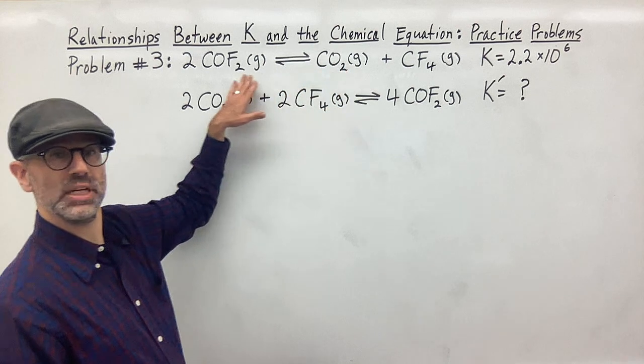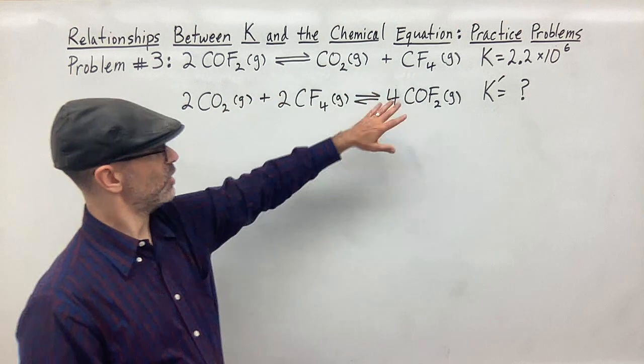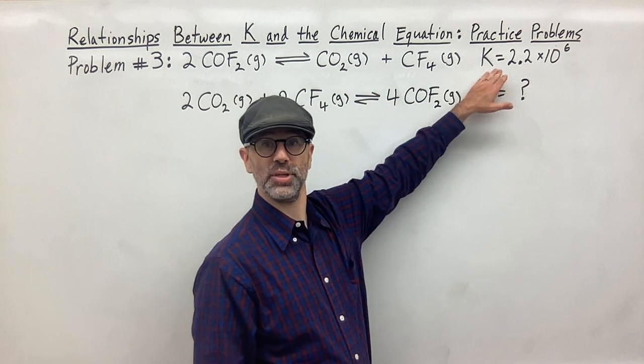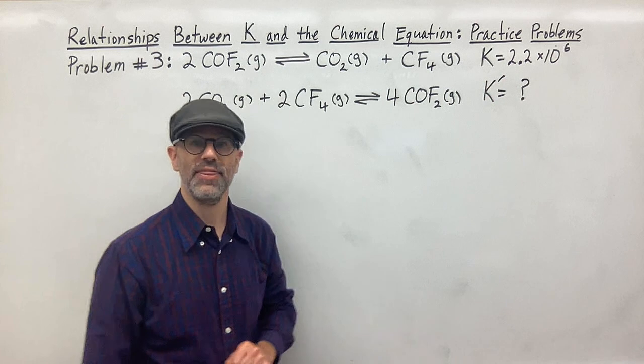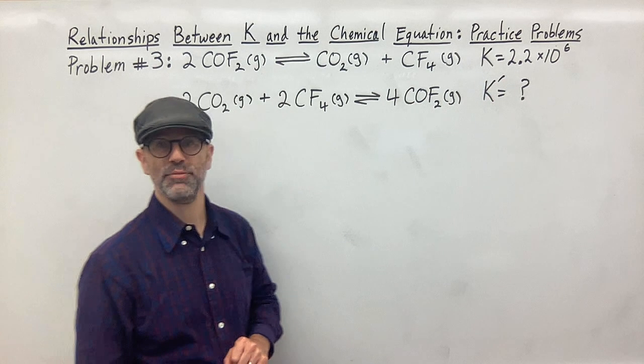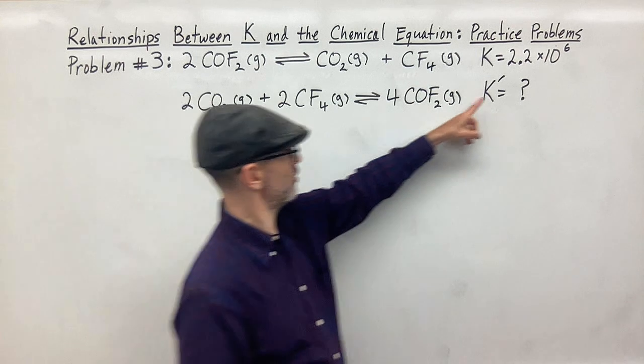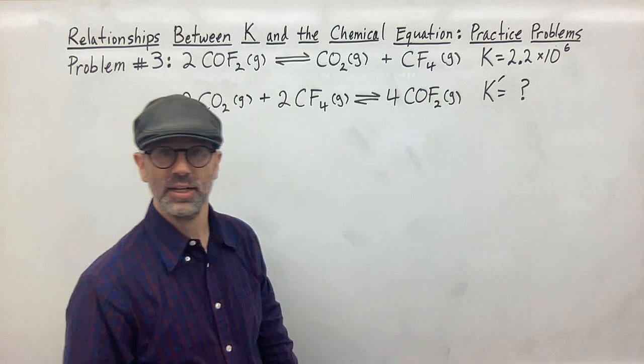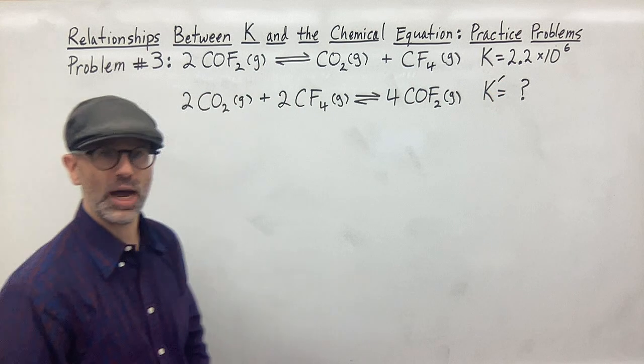Anything you do to manipulate this equation causes you to do something to the K value, and that's going to help you determine what the new K prime value is. So this means K prime, that little line there. Okay, so how do we do this?